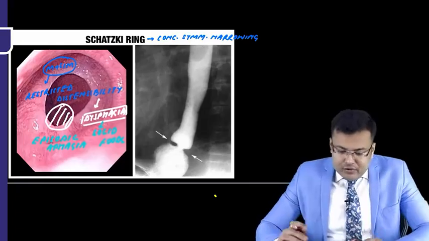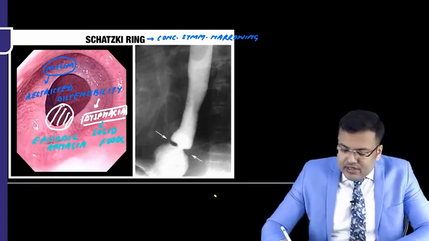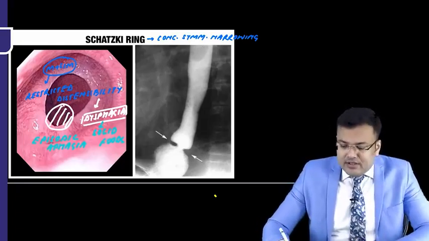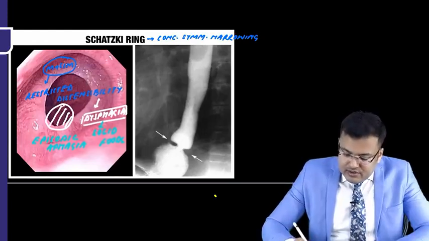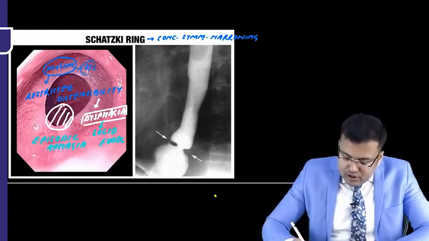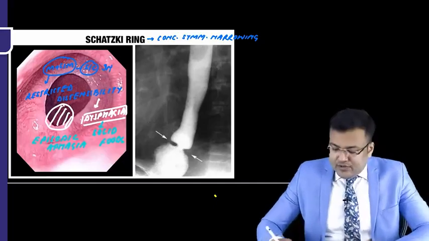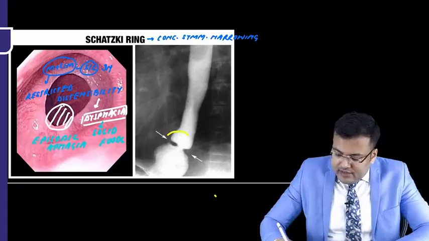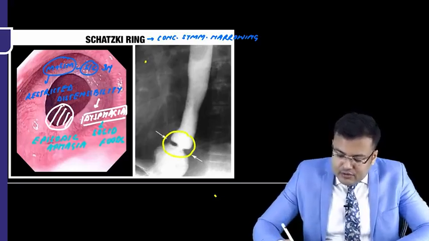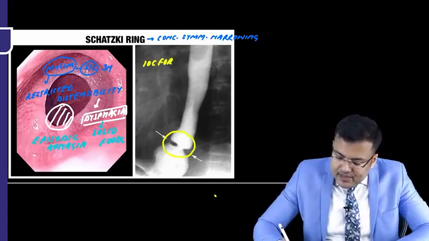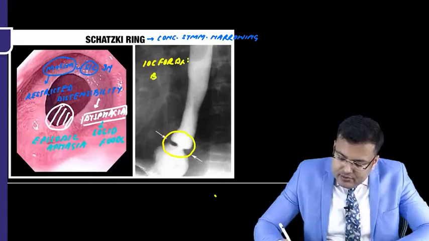If you see the typical location, it is located at the squamo-columnar junction. This is Schatzki's ring. What is the investigation of choice for diagnosis? The investigation of choice for diagnosis is barium swallow.